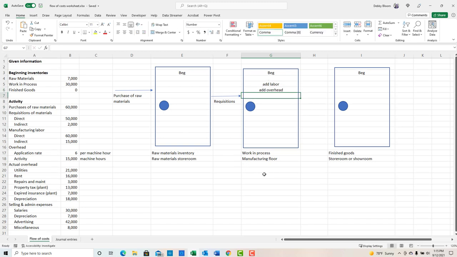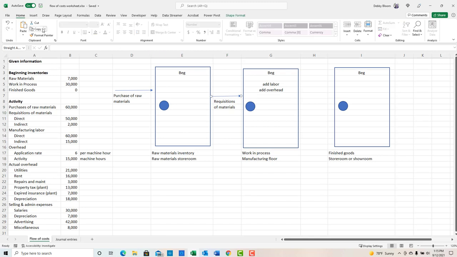So in room 2 in our manufacturing floor, we're going to start off with the beginning inventory. We're going to move over our requisitions of materials. Once we have the materials in place, we're going to add labor and we're going to add overhead. Now, we don't want things sitting in the manufacturing floor. We don't want customers walking through the machines trying to figure out what's partially complete and what's complete. So once the materials are complete, we're going to transfer them from room 2 to room 3. So that should have said requisitions of materials.